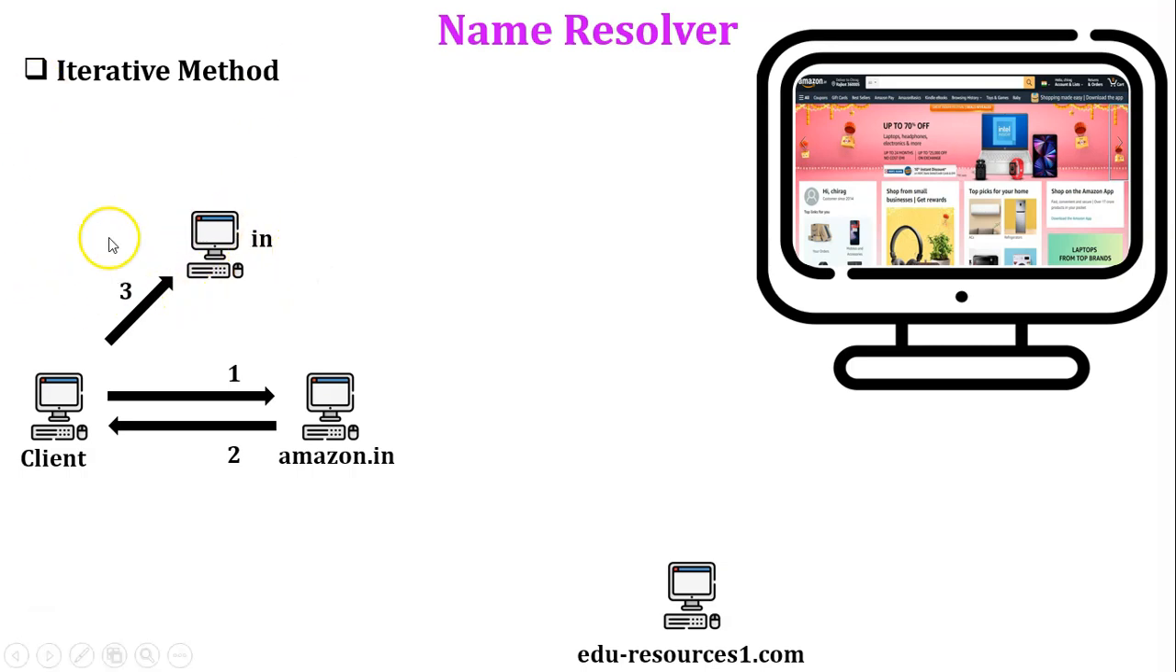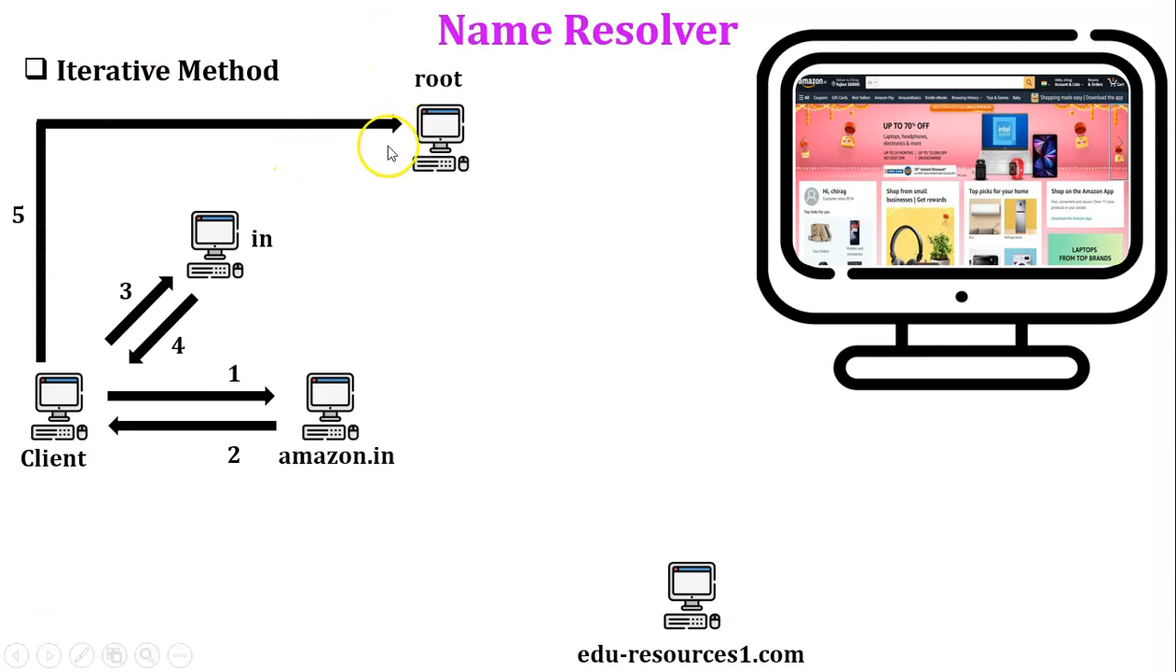Again, the top level domain .in cannot evaluate that query and provides the upper level authority IP address to the client. So now the client sends a query to the root node. The root node checks the URL and finds the top level domain. Here the top level domain is .com. So the root server provides the IP address of the top level domain .com to the user.